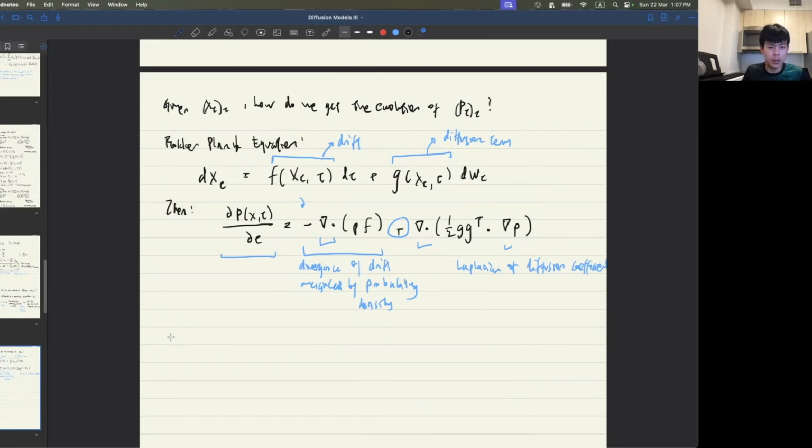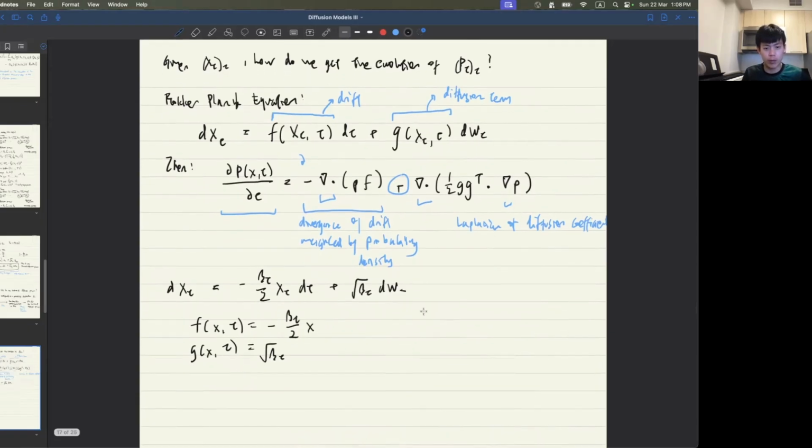Since we have discussed the Fokker-Planck equation, we should just apply it to our current context. So in our current context, the stochastic differential equation is dx_t is equal to, let me try to remember, minus beta_t over 2 x_t dt plus square root beta_t dw_t. In particular, our f(x,t) is equal to minus beta_t over 2 x, and our g(x,t) is equal to square root beta_t. It is not even dependent on x, right?